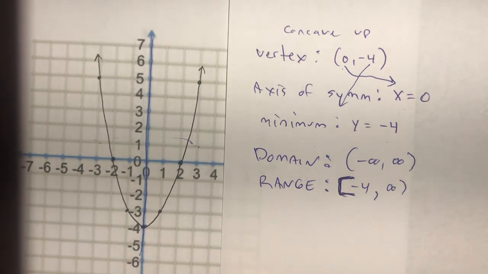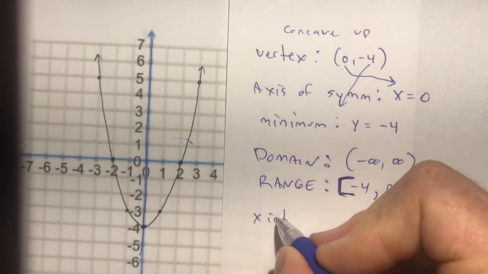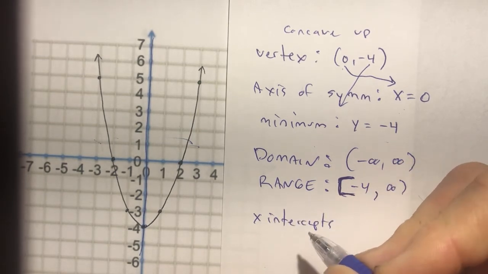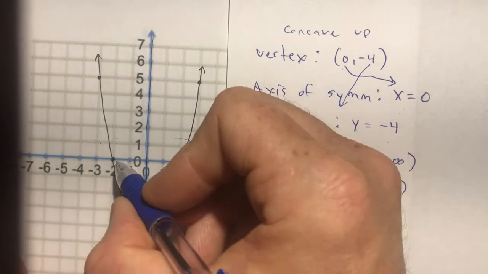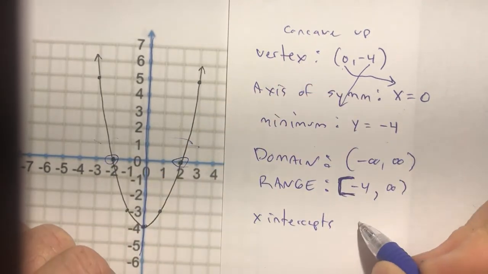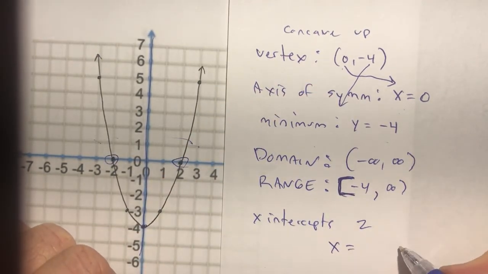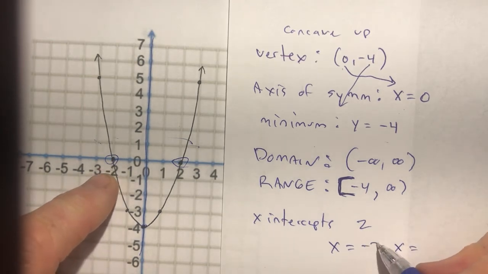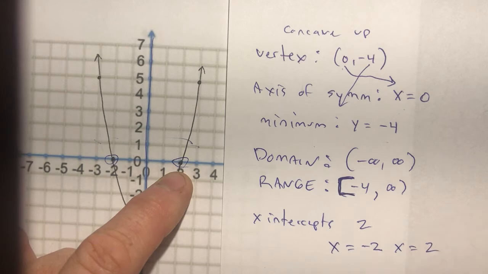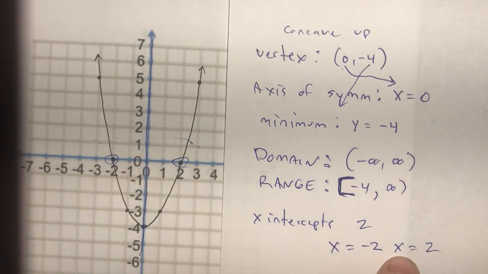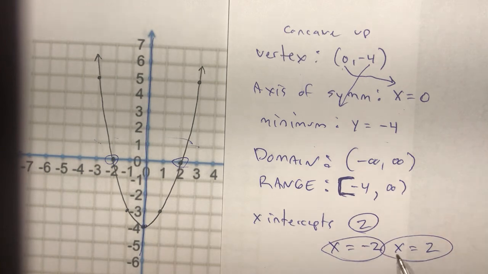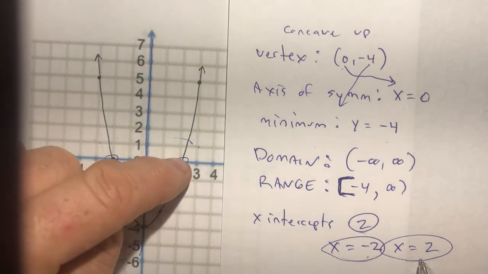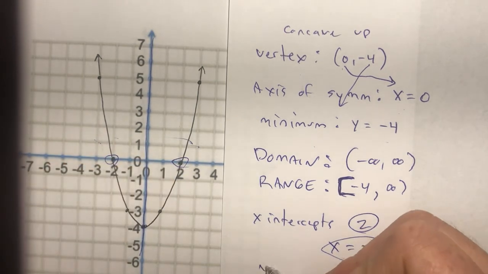Okay. Now what about my x-intercepts? This has two x-intercepts, right here and right here. So it has two. What are they? Now, some of these might ask you what they are. Well, this one's x equals -2. This one is x equals +2. So that is what they are. But there's two of them, -2 and +2.